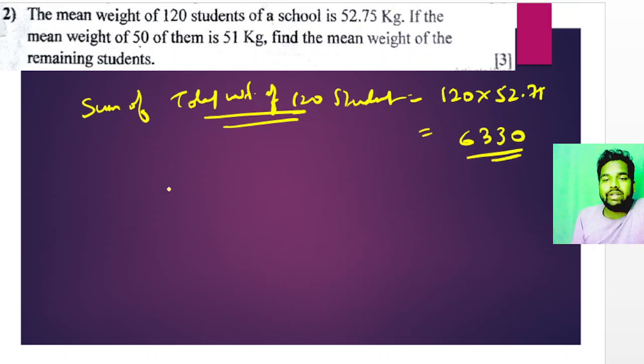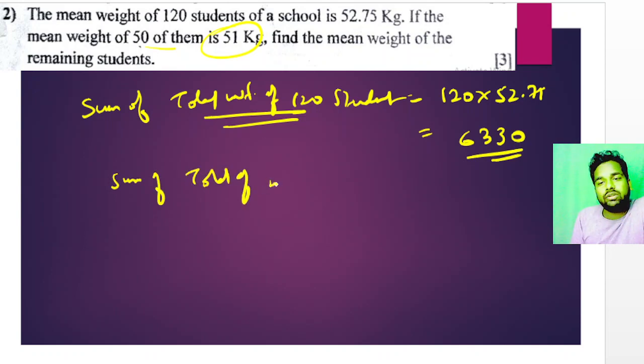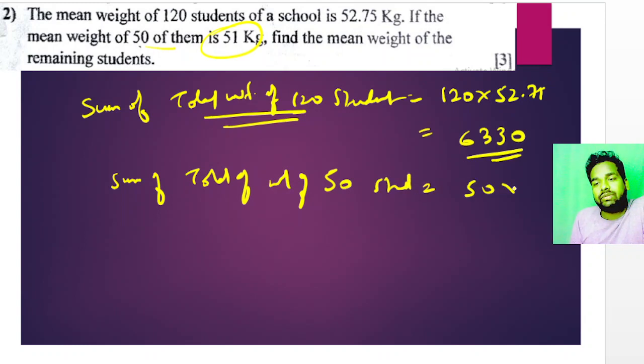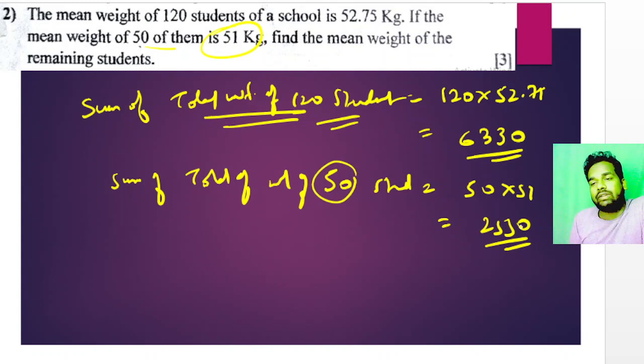Now if the mean weight of 50 of them is 51, again we can write the sum of total weight of 50 students. If you write 50 into 51, it comes as 2550. So from the question we find the sum of total weight of 120 students is 6330, and the sum of weight of 50 students is 2550.